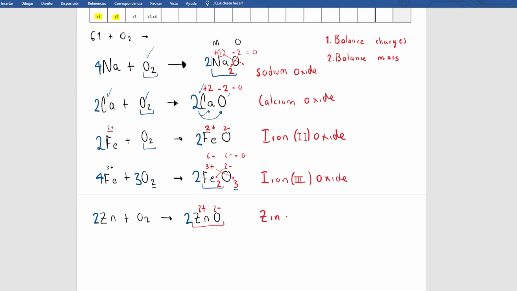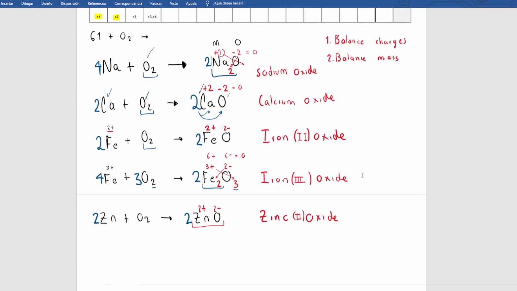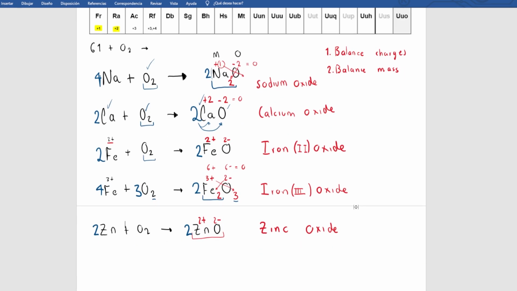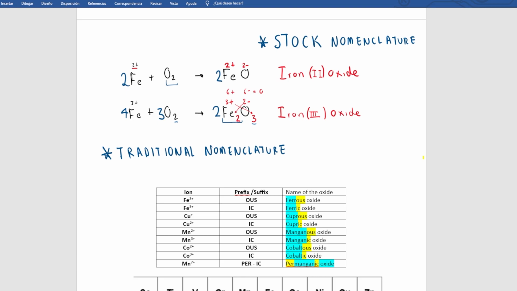So we put zinc, the name of the cation, and oxide. Wait, do we have to put 2 oxide? Well, actually, since zinc only has one oxidation state, it's not necessary to put zinc(II) oxide, since we know that it's the only possible name that it could have. So we only put the Roman numeral in parentheses when these elements here have multiple oxidation states, like cobalt, nickel, copper, chromium, manganese.